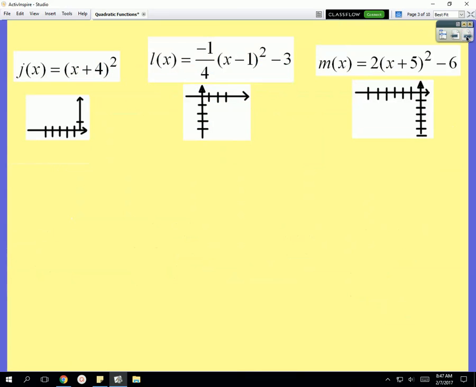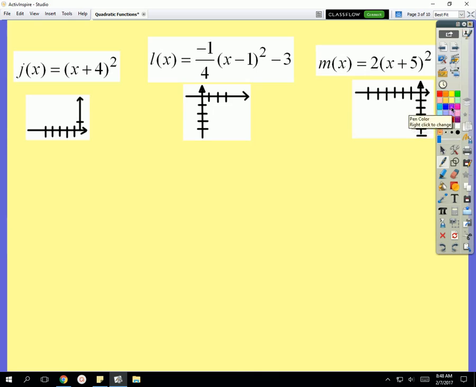So let's do three more that are in vertex form. Let's start by sketching each of these the same way. So on j of x, do you see the x plus 4 means it's been moved 1, 2, 3, 4 left. Its a value is 1, so from the vertex it's still out 1, up 1. From l of x, do you see right 1, down 3? So right 1, down 3 is here.